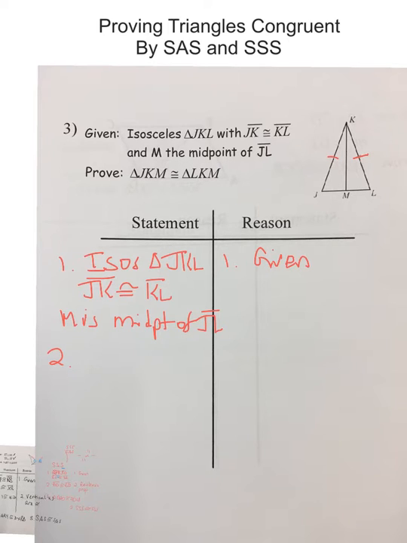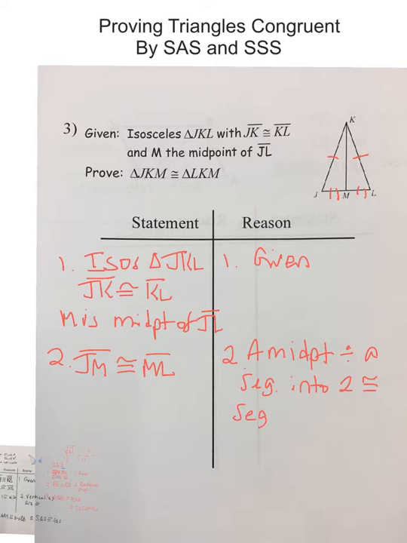If M is the midpoint, what can we conclude? Think of what a midpoint does. A midpoint divides the segment into 2 congruent segments. Therefore, JM will be congruent to ML. Nice conclusion. Reason being, a midpoint, I'm going to write it out, divides a segment, it's a little hard to write on here, into 2 congruent segments.